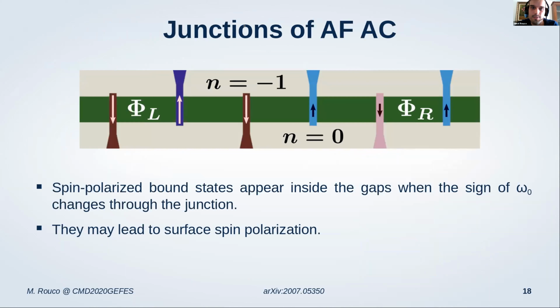So for that reason, we considered junctions of two different antiferromagnetic Andreev crystals, as sketched here in this drawing, where on the left we have a chain described by impurities with magnetic phase phi L, and on the right with magnetic phase phi R. In this kind of systems, we obtain spin polarized bound states appearing near the interface. And these states may also lead to some surface spin polarization.